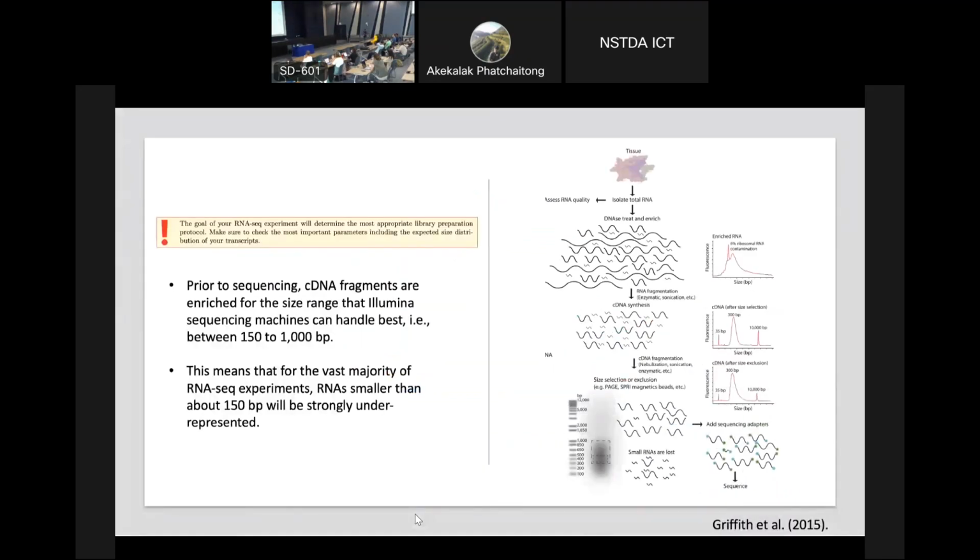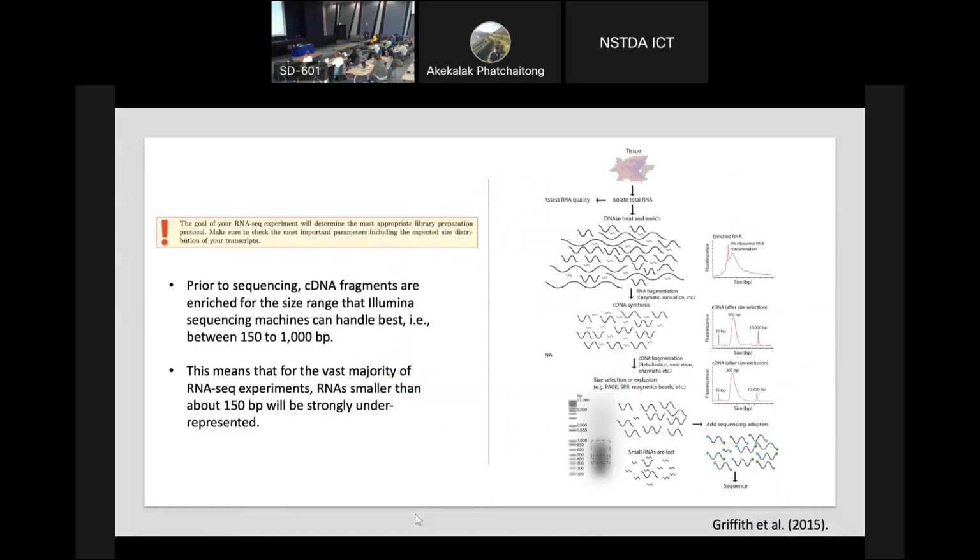Now, with regards to that, we must bear in mind that there are different sizes. There's a very nice cautionary remark here. The goal of your RNA-seq experiment will determine the most appropriate library preparation. It all depends on what is your goal, right? So make sure you check the most important parameters, including the expected size.